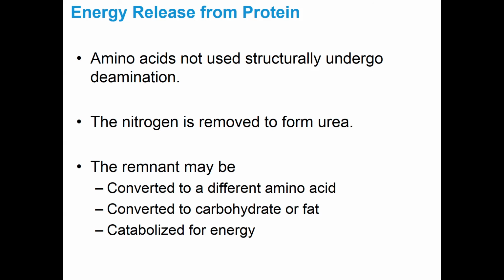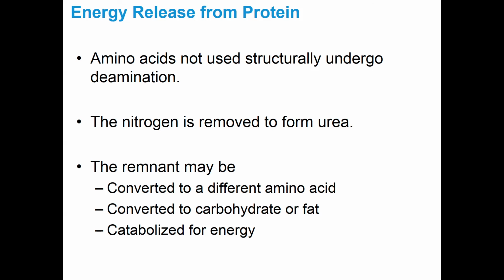So if we're not going to incorporate those amino acids into muscle cells, for example, or use them to help us make collagen, then we're going to pull off the nitrogen group. That's deamination, and it happens in the liver. We pull off the nitrogen group in the liver and get rid of it. As you can see there, it becomes urea, which is excreted through urine.